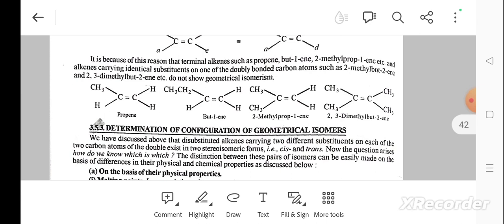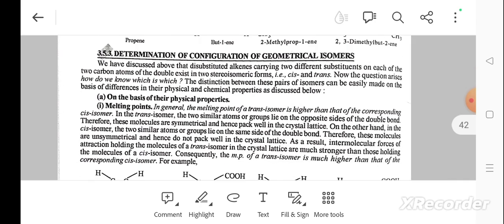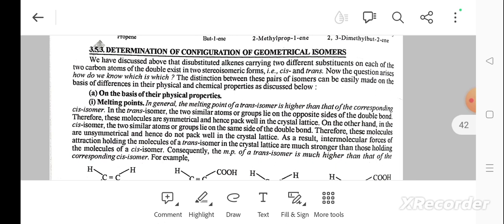It is because of this reason that terminal alkenes such as propene, but-1-ene, 2-methylprop-1-ene, and alkenes carrying identical substituents on one of the double bond carbon atoms, such as 2-methylbut-2-ene and 2,3-dimethylbut-2-ene, do not show geometrical isomerism. And determination of configuration of the geometrical isomers.